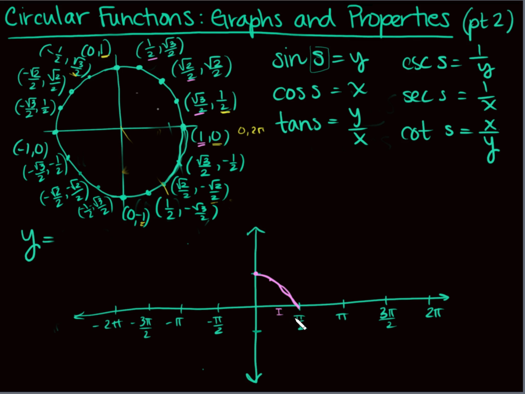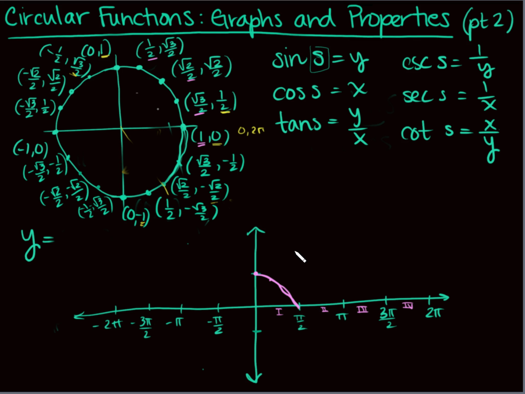This right here from 0 to pi over 2 is quadrant 1. Pi over 2 to pi represents quadrant 2. Pi to 3 pi over 2, right, represents quadrant 3, and this represents quadrant 4. So these intervals right here correspond to my 4 quadrants, and I should have said that with sine.